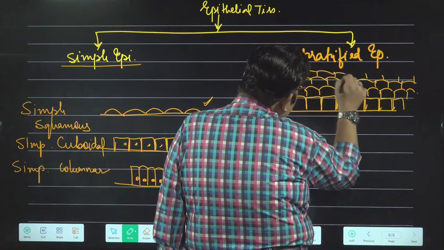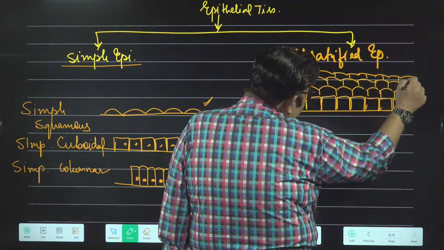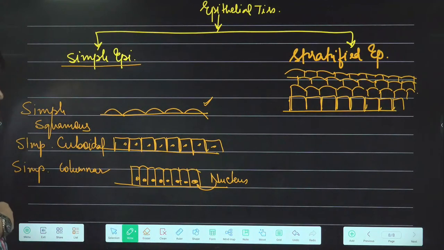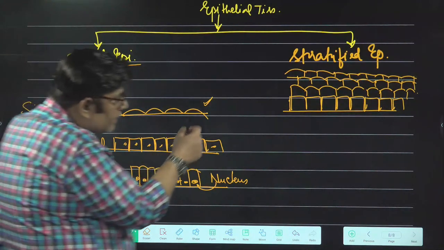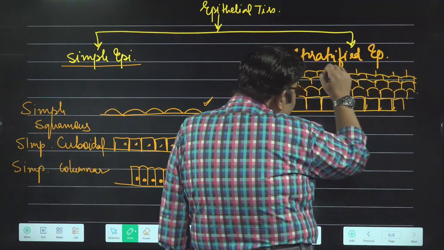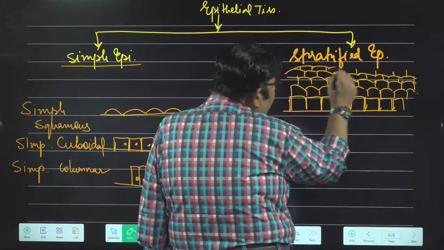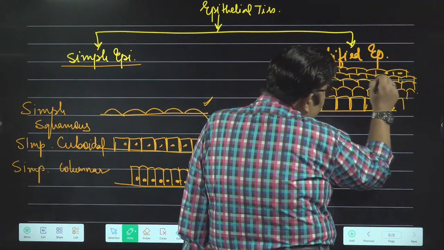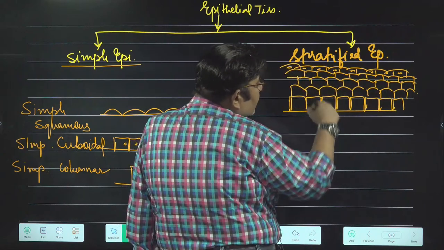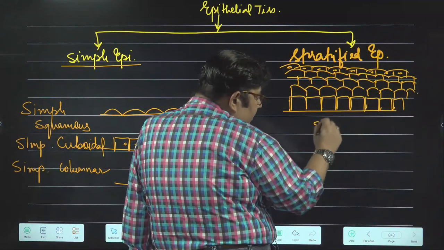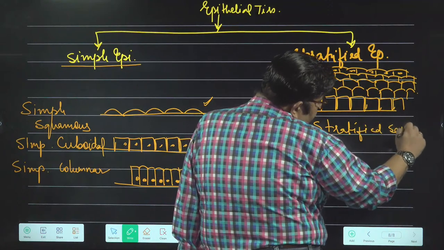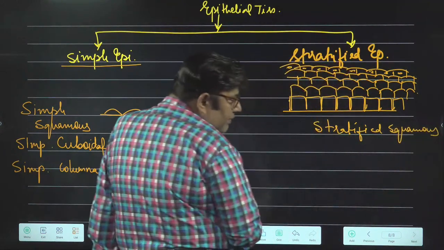So as we are going up and up, the cells are becoming flatter and flatter. This is the point I want to say, that even if it is a stratified epithelium, the name of the stratified epithelium is kept on the shape of the cells of the topmost layer. For example, here the topmost layer of cells are flat, okay? So this is called stratified squamous.